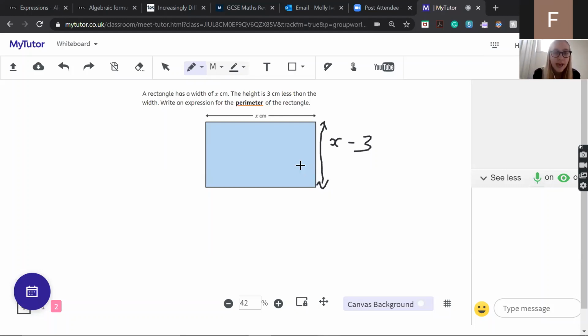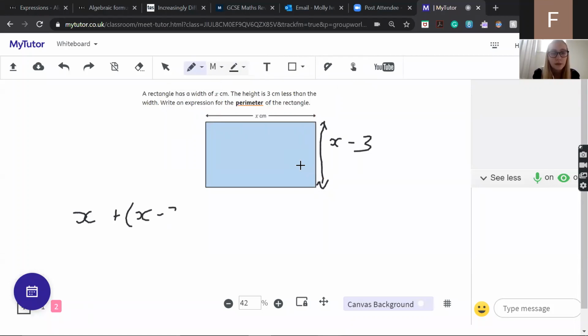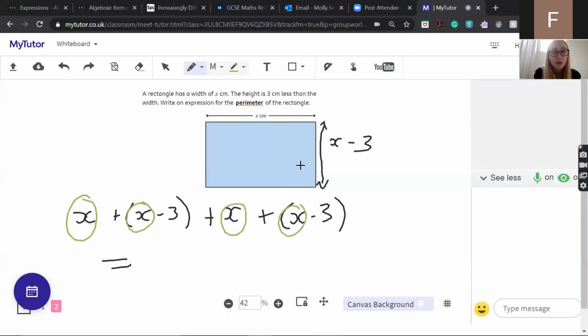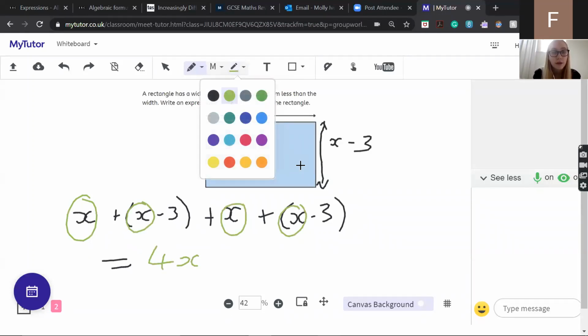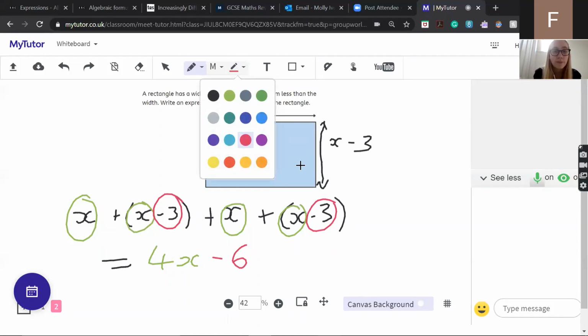So we have this x at the top, add x minus 3, add that x along the bottom, and then add the other x minus 3 here. Because it's a rectangle, this one will also be x, and this one will also be x minus 3. And then we can simplify this, so we can combine all of the x's together. So that's 4x. And then we can combine all of the numbers. So we have a minus 3 here and a minus 3 here. So 4x minus 6.